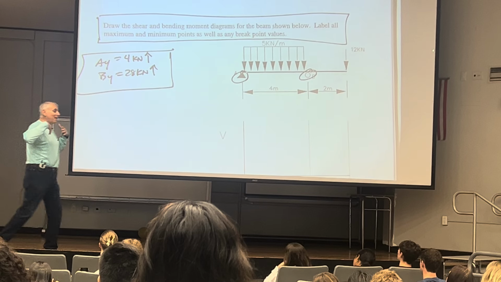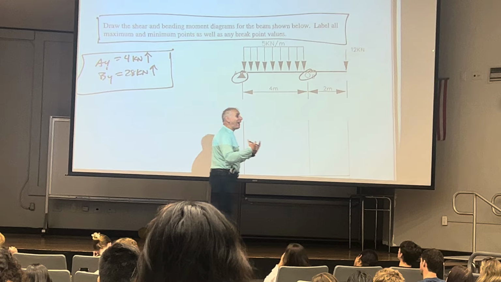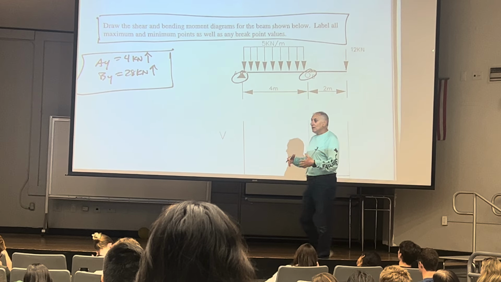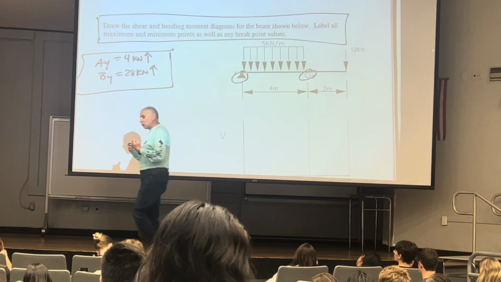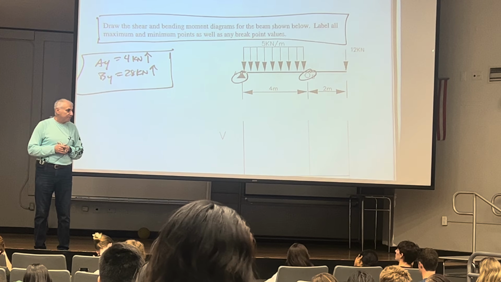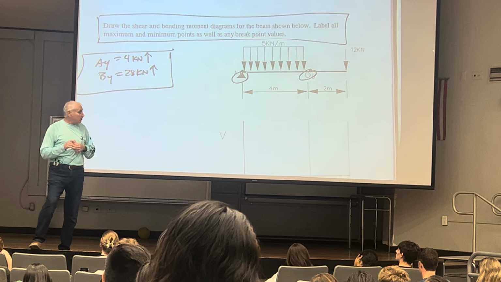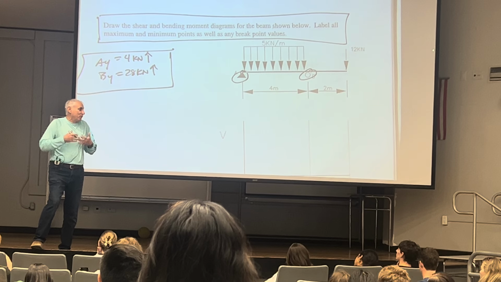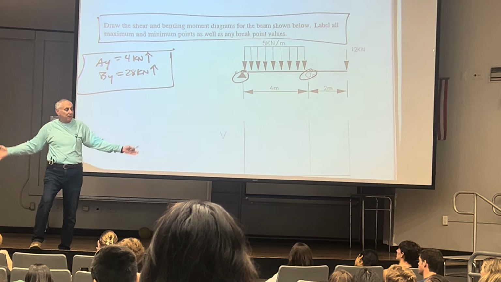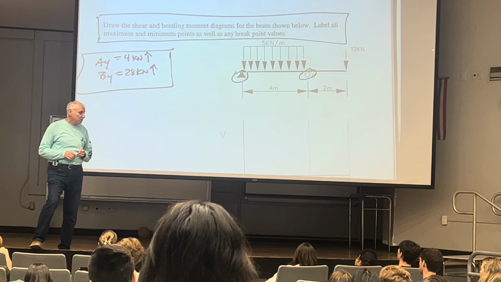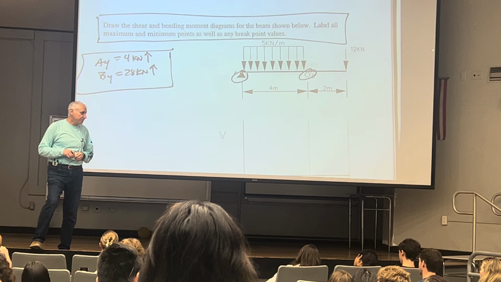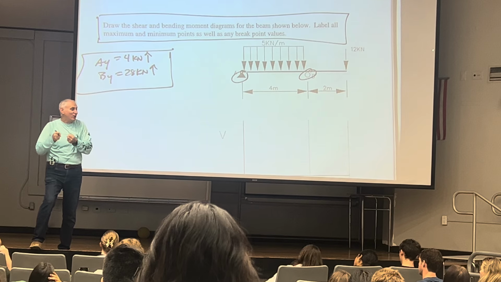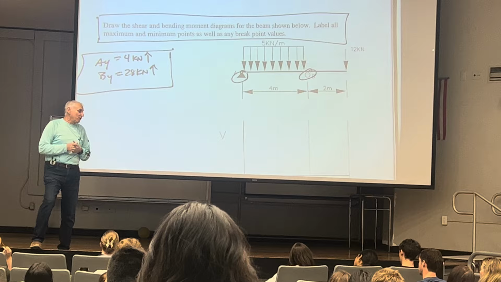Now, on the test, I'm going to give you those. Did everybody hear that? Yeah. Don't waste your time trying to solve for them. I'm going to give you those. I used to not give them, and people would get those AY, BY wrong. Well, if you get those wrong, the whole shear bending moment diagram is going to be wrong. It'll never go to 0. So now I give them to you because I want to test you on the shear bending moment, not your ability to find AY, BY.